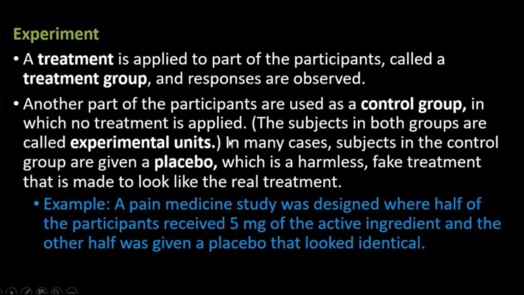Another method of collecting data is experiment. In an experiment, a treatment is applied to part of the participants called a treatment group and responses are observed. Another part of the participants are used as a control group in which no treatment is applied. In many cases, subjects in the control group are given a placebo, which is a harmless, fake treatment that is made to look like the real treatment.